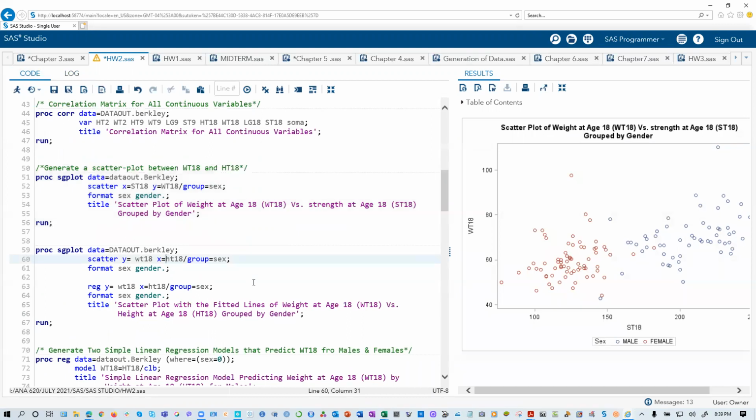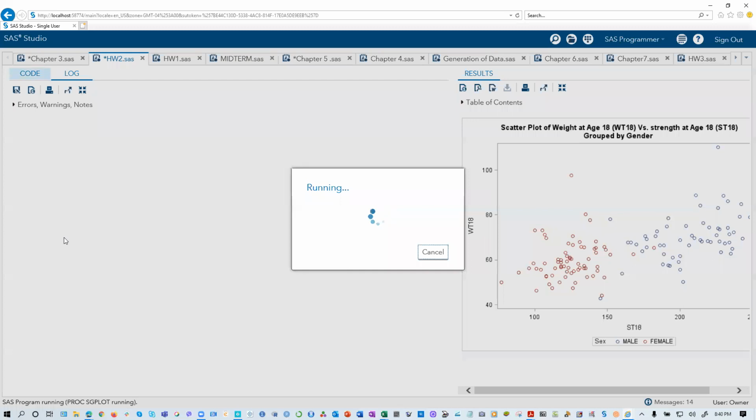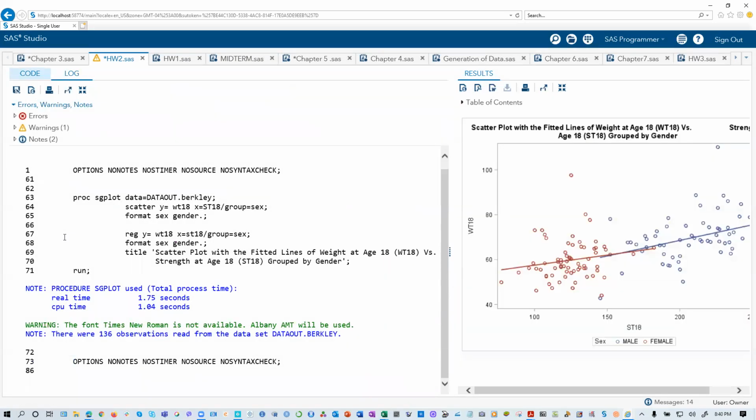For this one, ST18, plot with the fitted line with the age at 18, WT18 versus the height, not the height. Strength, if I can remember, ST stands for strength, yeah, strength in kilograms. Strength at age 18, which is ST, grouped by gender. This regression line is WT18, and you can put ST18, and it has been formatted by gender. See, regression lines being added for the males and females.